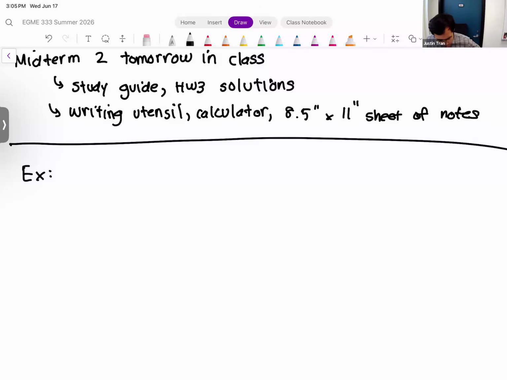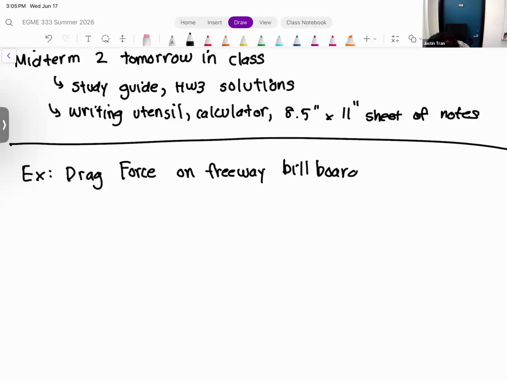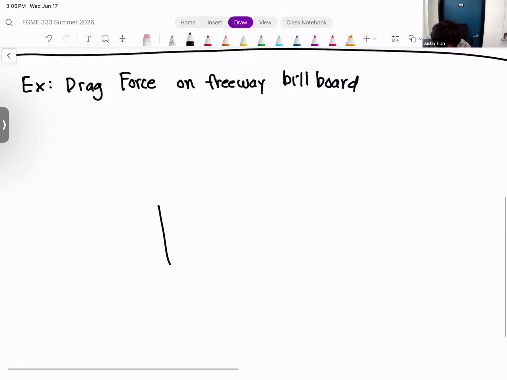And so the example we kind of left off on was basically an illustration of how we can use the information from yesterday to actually design an experiment. The example we're looking at is the drag force on a freeway sign, or technically a freeway billboard, given how big it was. So we have this very large rectangular surface here.